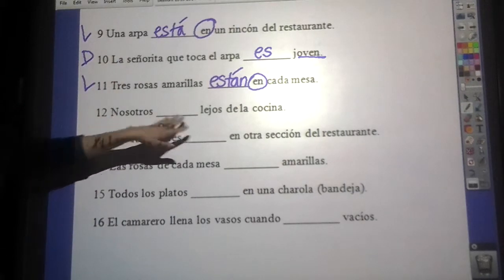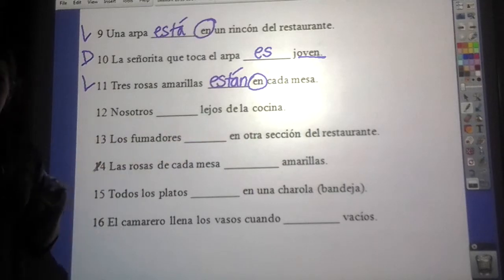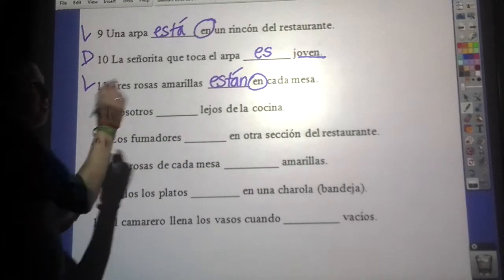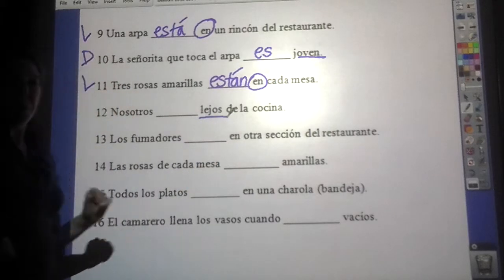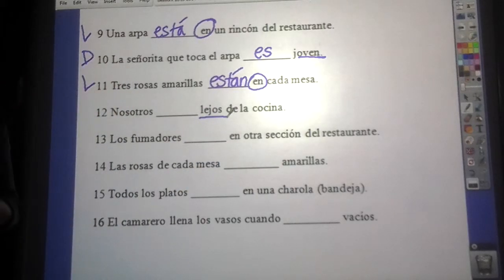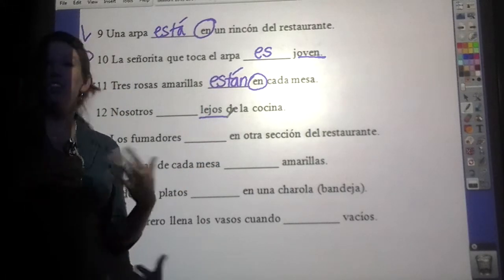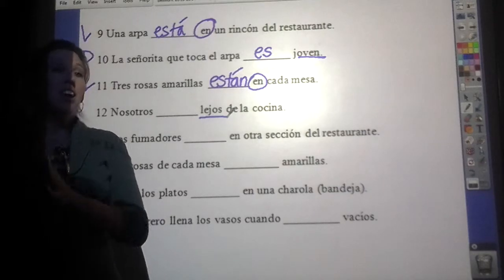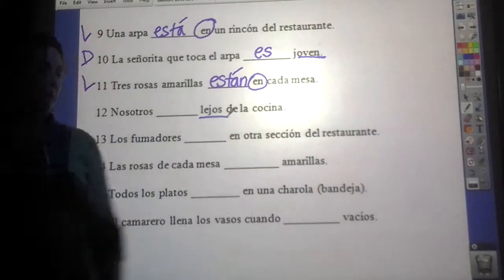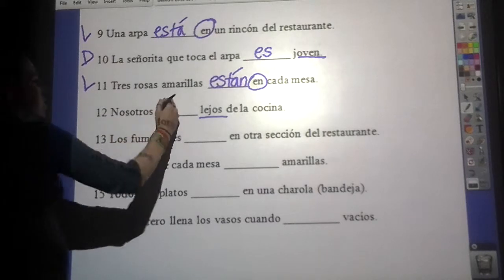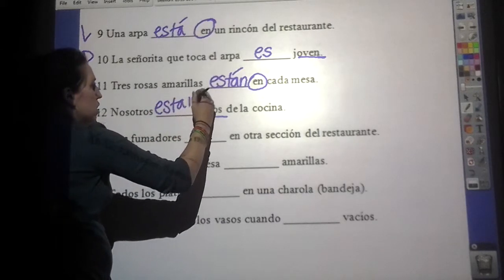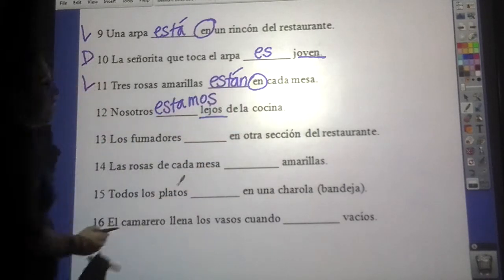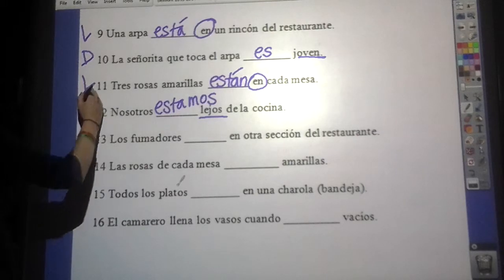12. Nosotros blank lejos de la cocina. Well, you have to know what lejos means. What does lejos mean? Well, it's a location word. That's kind of like cerca de, but in this case it's the opposite. Lejos is far away from. So, nosotros estamos lejos de la cocina. You have a location.